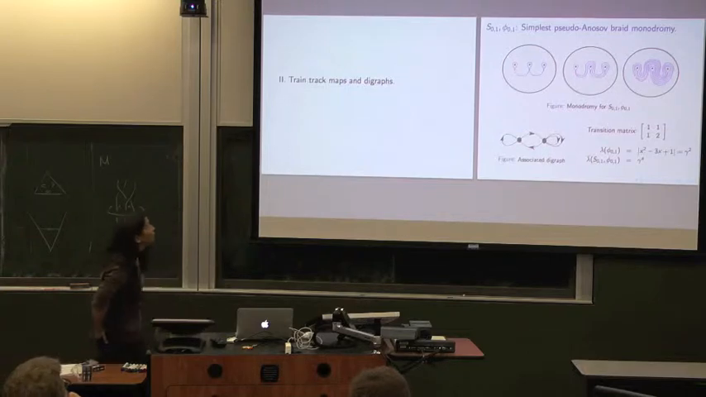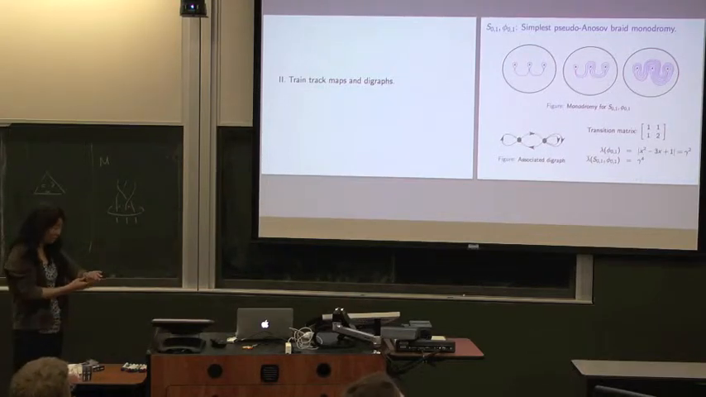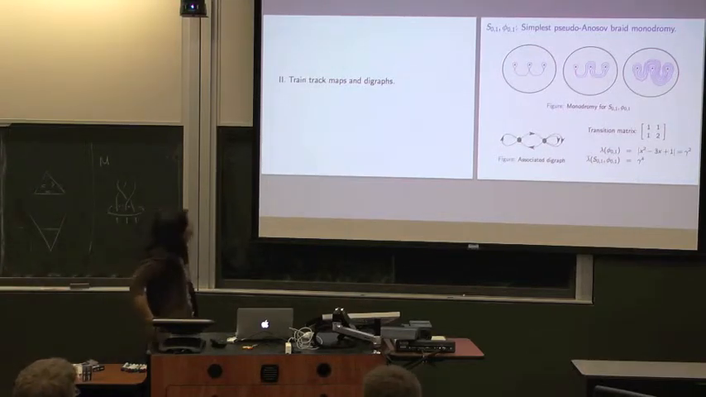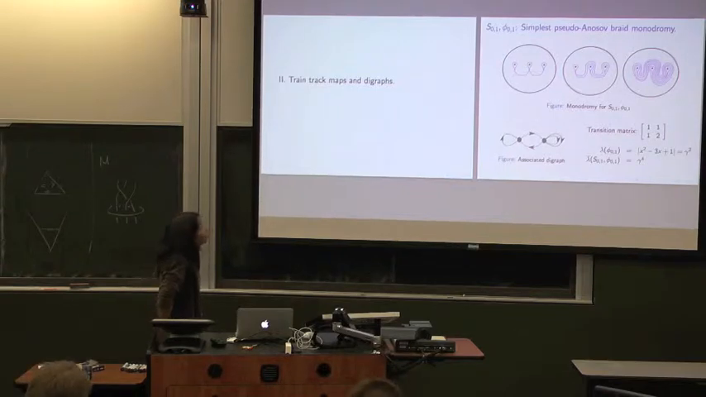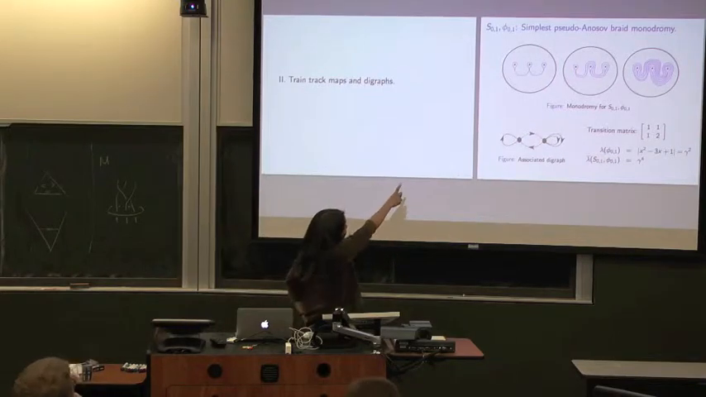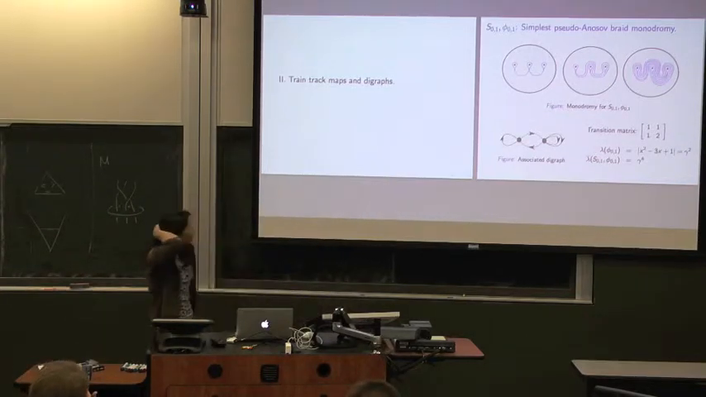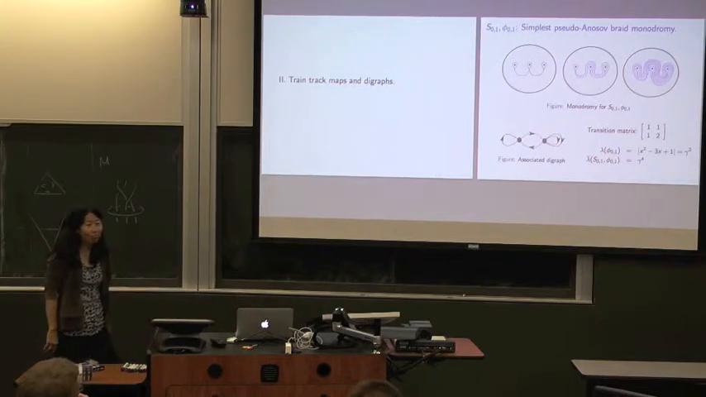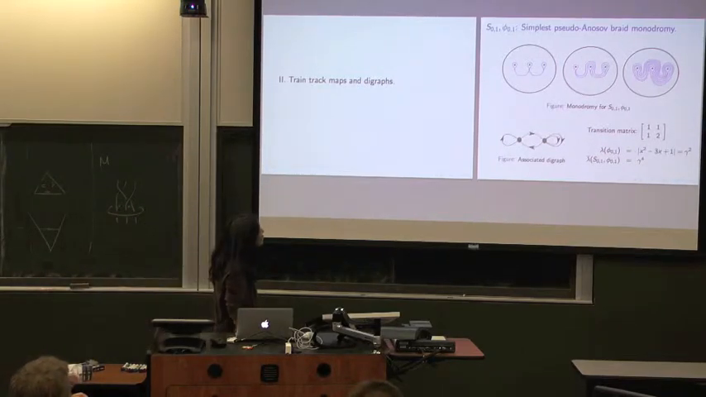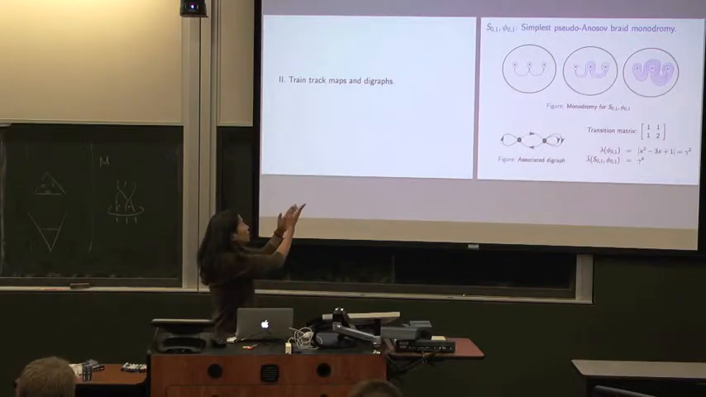Okay, so here's the second way. Start with the pseudo-Anosov braid monodromy. There's a train track for it. If you don't know what a train track is, I don't have enough time to explain, but intuitively, you can see it's just some kind of graph that has a smooth structure on it.